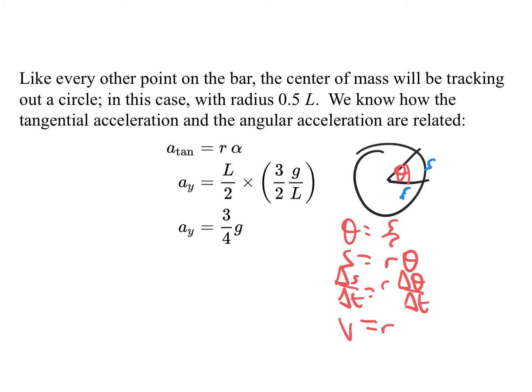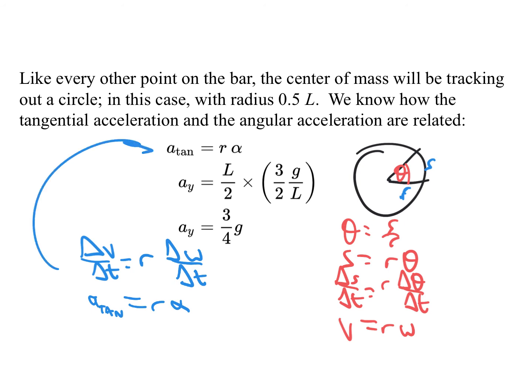And delta theta over delta t is just the angular velocity. And then we go here and we say, well, delta v over delta t will be r times delta omega over delta t. But delta omega over delta t is just alpha, and delta v over delta t is the tangential acceleration. So then we're back to this, which is what we want in the first place.